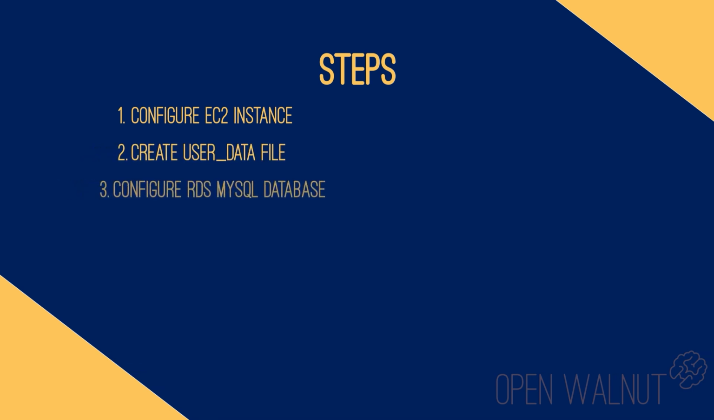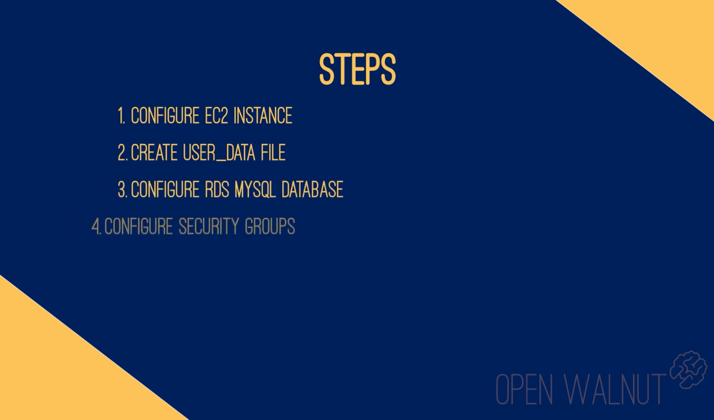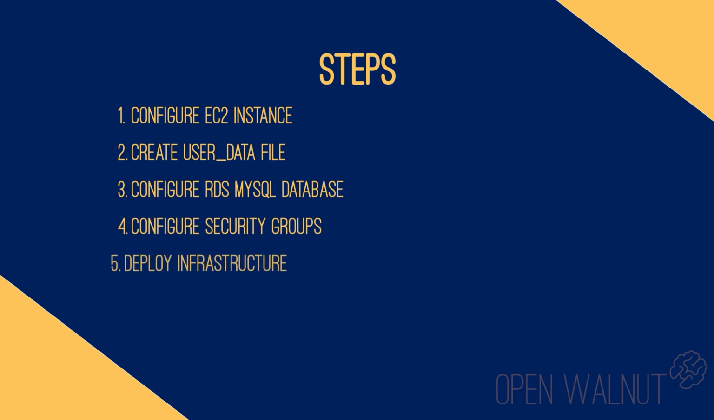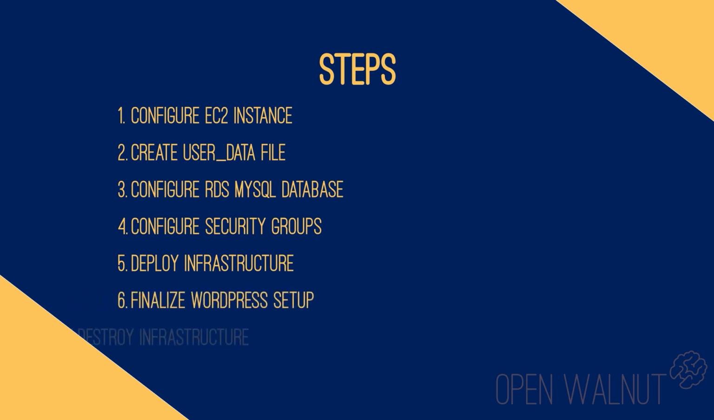Following, we will define Amazon RDS instance using MySQL as a database engine. Once that is complete, we will set up security groups for both the EC2 instance and the RDS. At this point, all of the infrastructure declaration is complete and is ready to be deployed. Using Terraform, we will apply our configuration, which then will provision all of our resources.